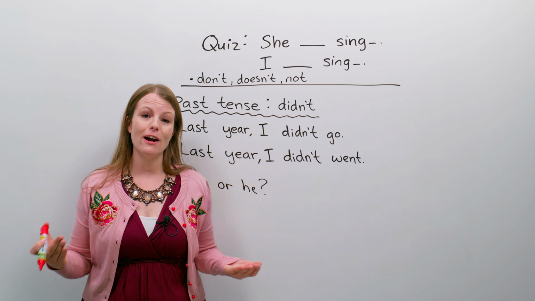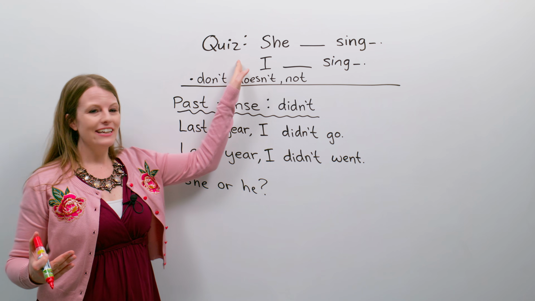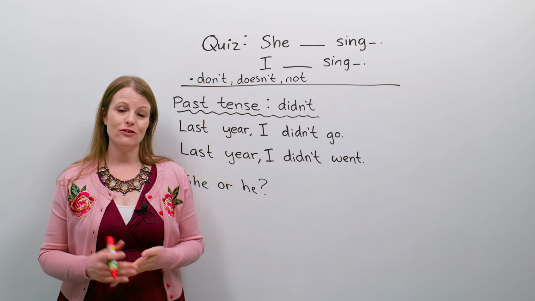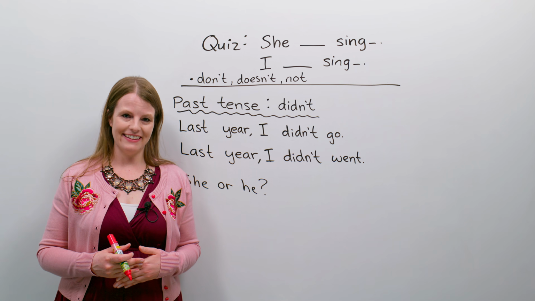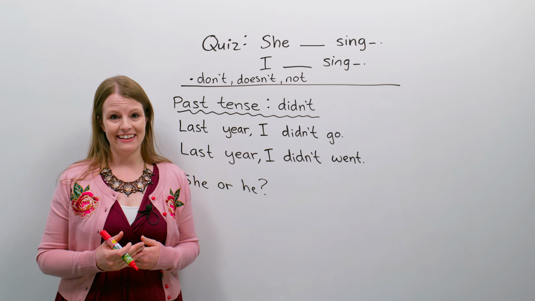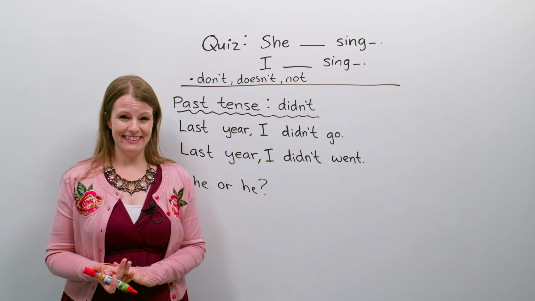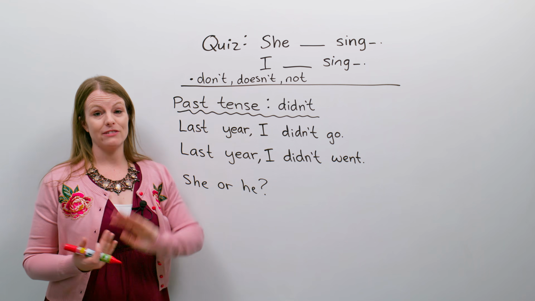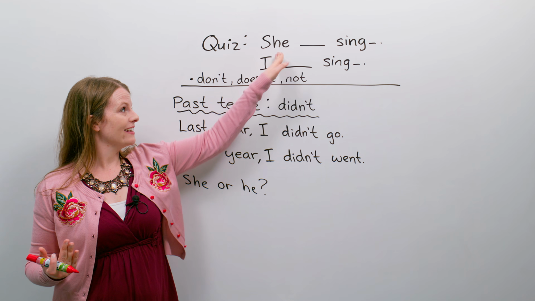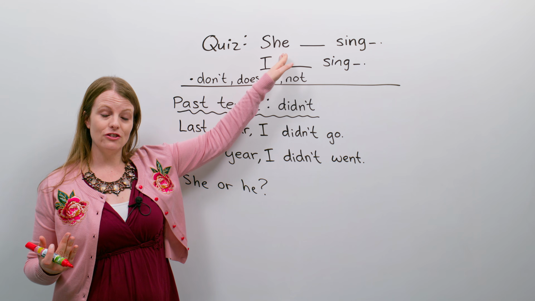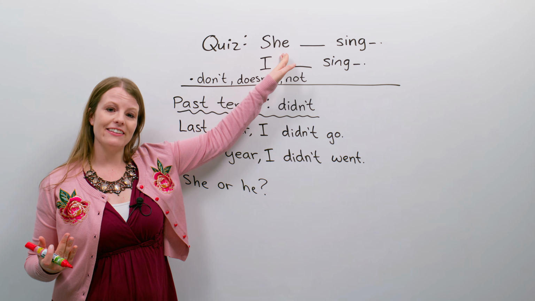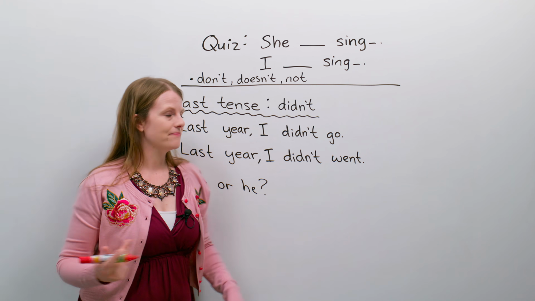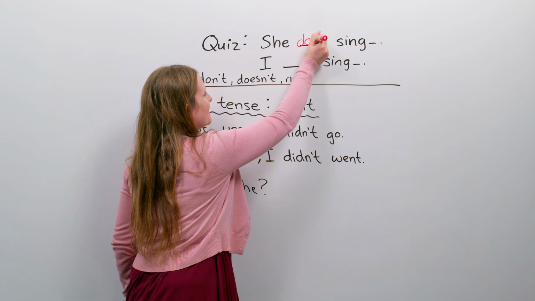Okay, time for a quiz. She sing and I sing. I want to make these negative sentences in the present tense. How do I do this? Do I use not, doesn't, or don't? Let's start with she. She don't sing, she doesn't sing, or she not sing. The answer is doesn't. So she doesn't.